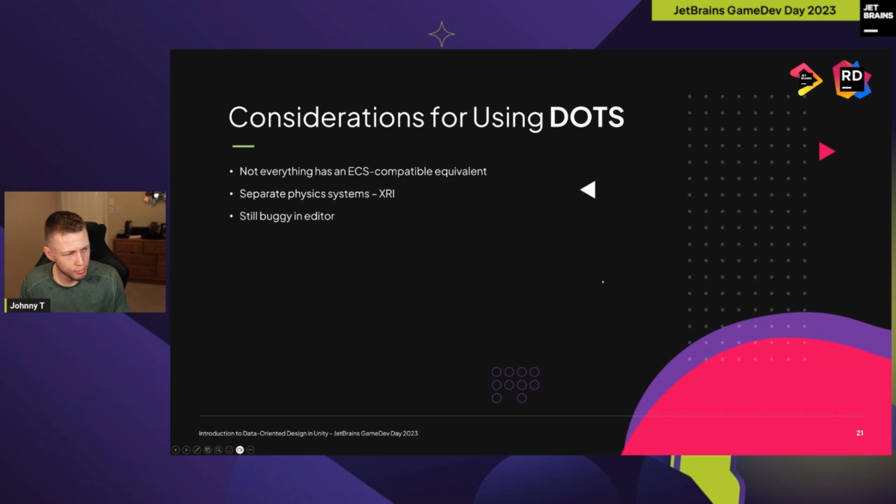It is still a bit buggy in the Unity editor. When you click on things, it can be difficult to inspect the correct entity that you want. And there are little things, like if you're editing a field and you hit tab, it doesn't always go to the next field. So there are some little buggy things that they're still working through at this point.